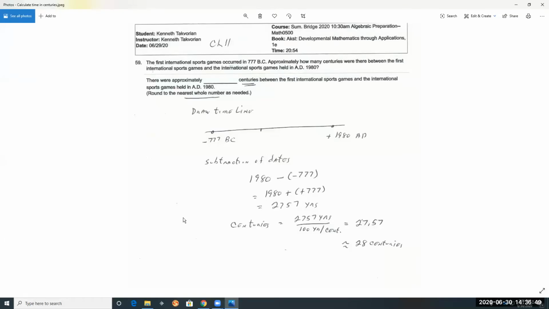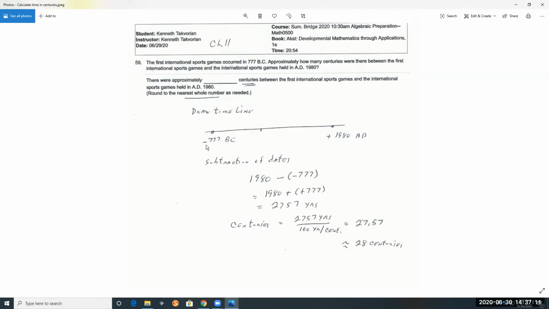Good afternoon. Let's look at some examples from chapter 11 on algebraic expressions. This problem says we would like to calculate how many years in centuries from 777 BC to 1980 AD. So I drew a number line.